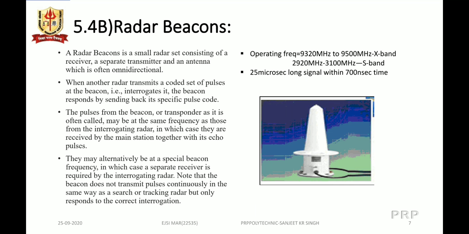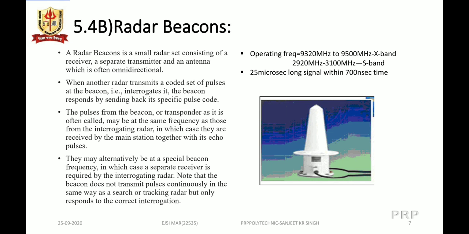Now let's see the radar beacons. What are radar beacons or racons? A radar beacon is a small radar set consisting of a receiver, a separate transmitter, and an antenna which is often omnidirectional. When another radar transmits a recorded set of pulses at the beacon, that is, it interrogates it, the beacon responds by sending back its specific pulse code.